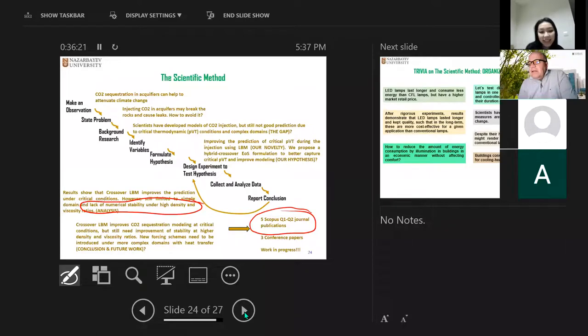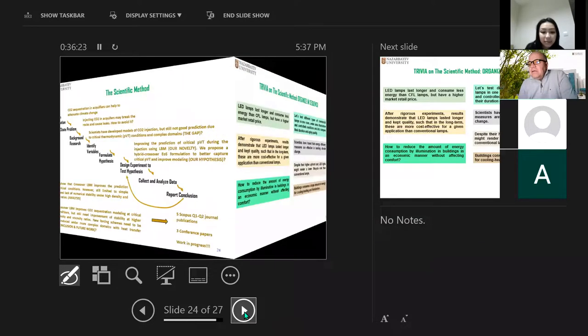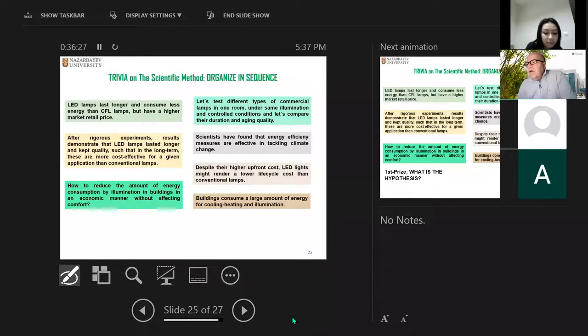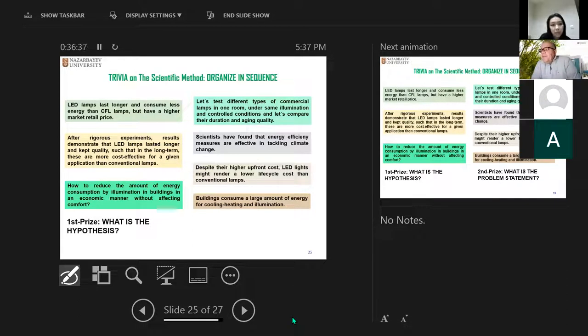And then this is the set of boxes. Organize them and find the first prize. What is the hypothesis in these boxes? Again, this relates to the problem of illumination of buildings, how they may affect. And there are boxes for observation, problem statement, hypothesis, methodology, analysis, and conclusions.